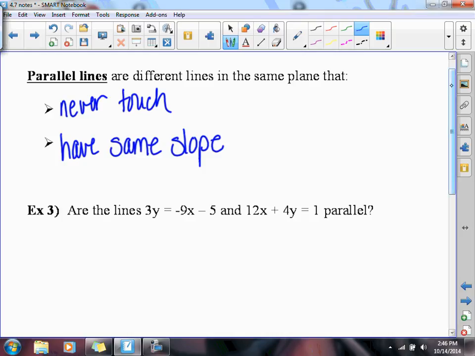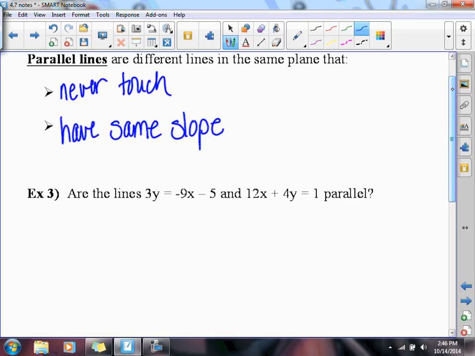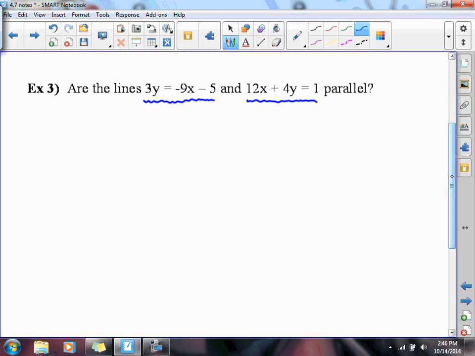So for example 3, our last one here, we're going to figure out if these lines are parallel. So here's my first line, 3y equals negative 9x minus 5, and here's my second line, 12x plus 4y equals 1. So the fastest way to do this is to solve both of them for y, and then look at their slopes. Get them into slope-intercept form, and then you can compare the slopes and see if they're the same or different. If they're the same, they'll be parallel.